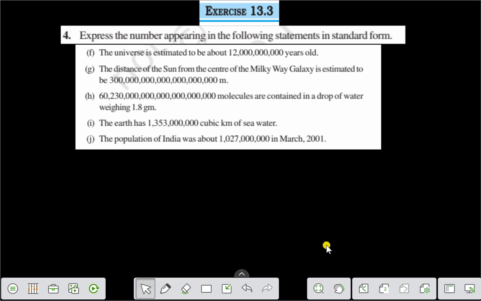Hello everyone. Today we'll discuss exercise 13.3 question number 4. Express the number appearing in the following statements in standard form. You have to write in standard form.